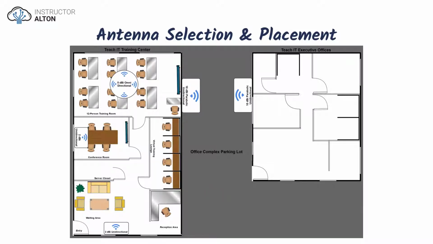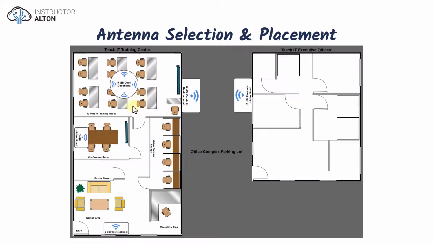So what we have here is a fictitious company that I call Teach IT, and they're in a business park. They have two different buildings that are separated across the business park parking lot. On the left, they have their training center where clients come in and they learn from them. And then over on the right, they have their executive offices where they need to connect the two together via a wireless connection. And in the executive offices, it's going to be a wired network, so we don't have any wireless here.